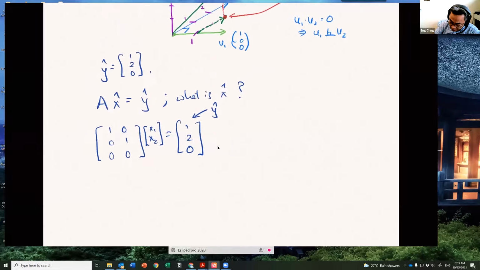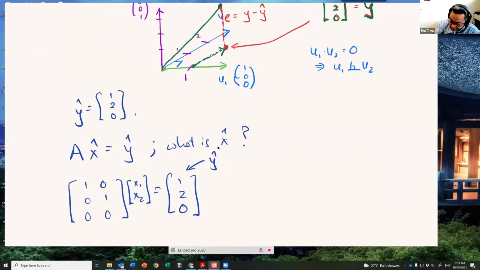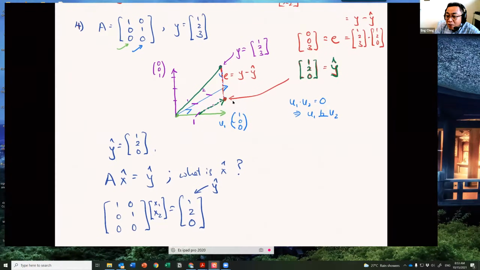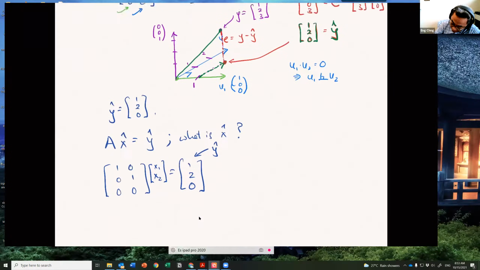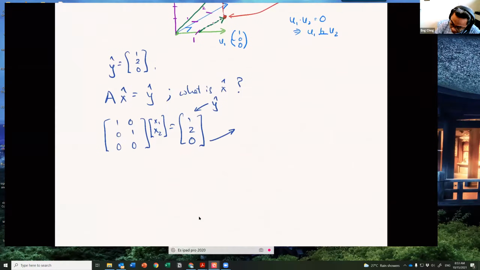So what we are doing in the graphical way is that we are forcing our Y hat to lie in the column space of A. And since it lies in the column space of A, the equation must be consistent. So this is an artifact. This is due to forcing Y hat to be in the column space of A.